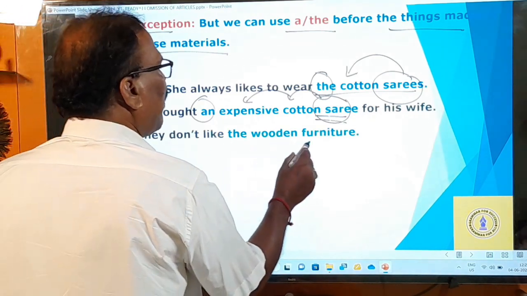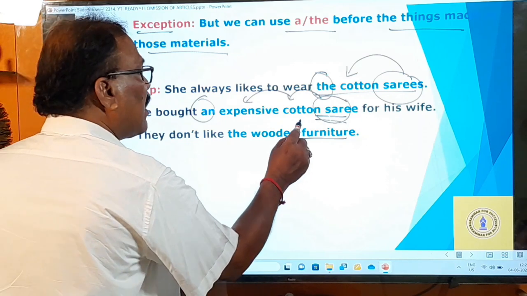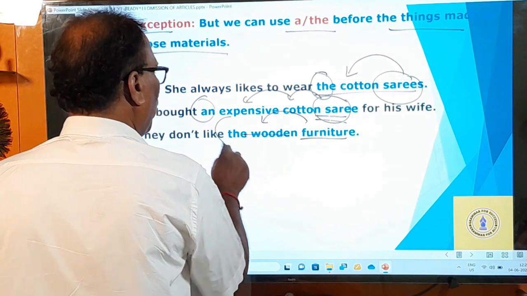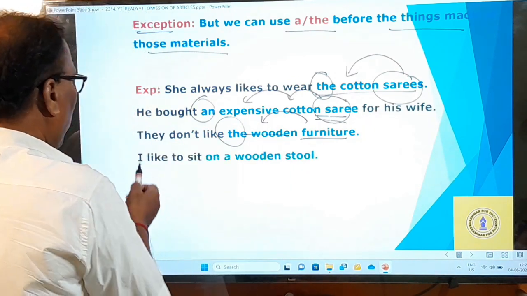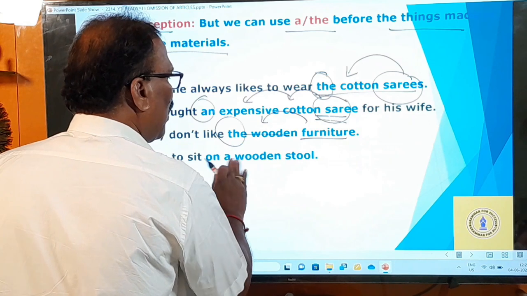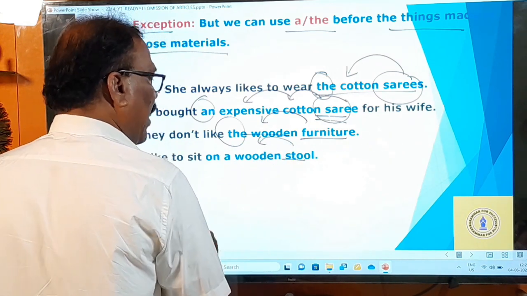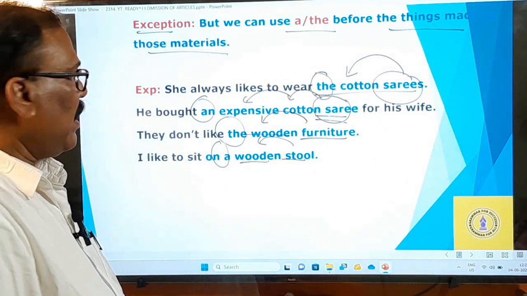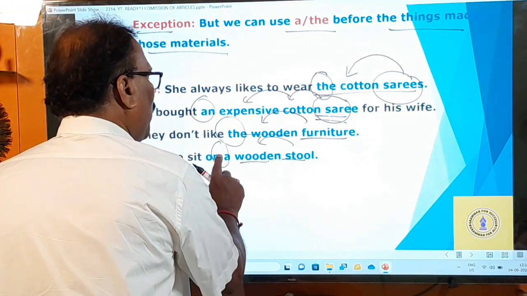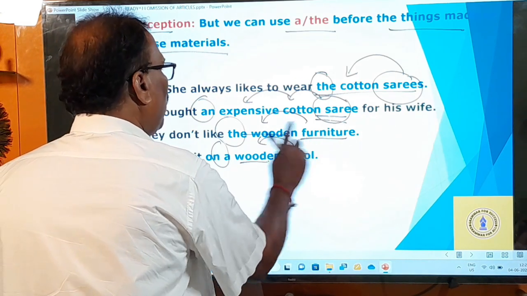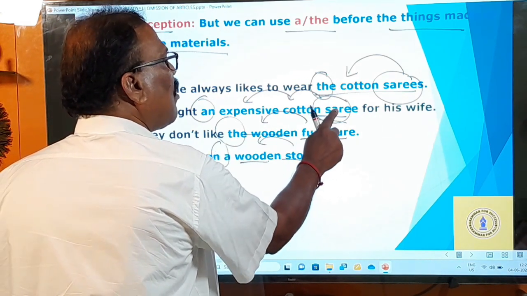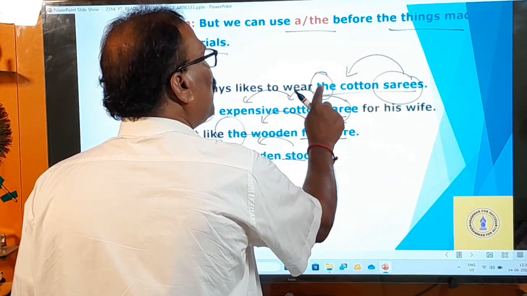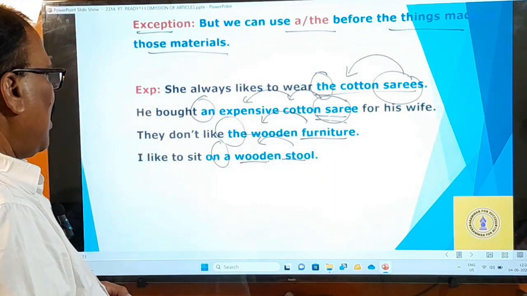They don't like the wooden furniture. Here in this sentence, we are talking about furniture that is made of wood. Wooden furniture. And that's why, okay, I like to sit on a wooden stool. Here we are talking about the stool that is made of wood. Therefore we are using the article A before that. A wooden stool, because it is a singular countable noun, therefore you are using A. It's an uncountable noun, therefore you are using the. It's a singular countable noun, you are using an. Here it is a plural countable noun, therefore you are using the. Okay, all these things you know pretty well.